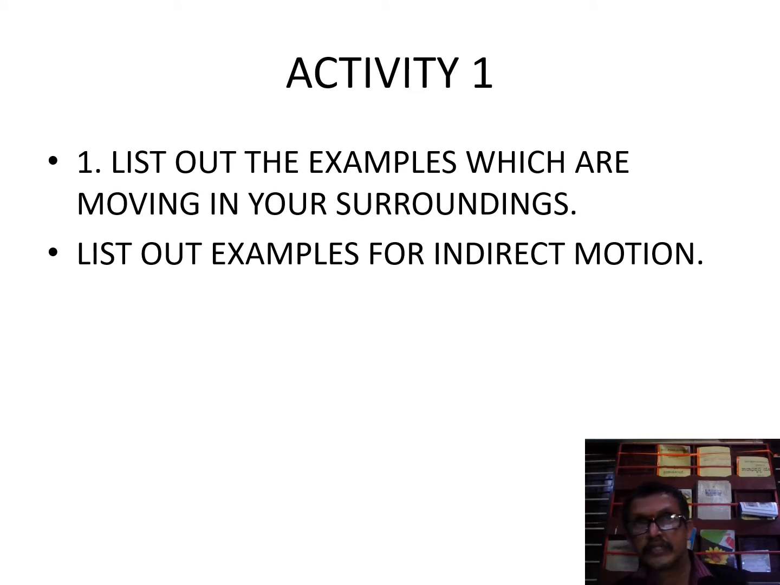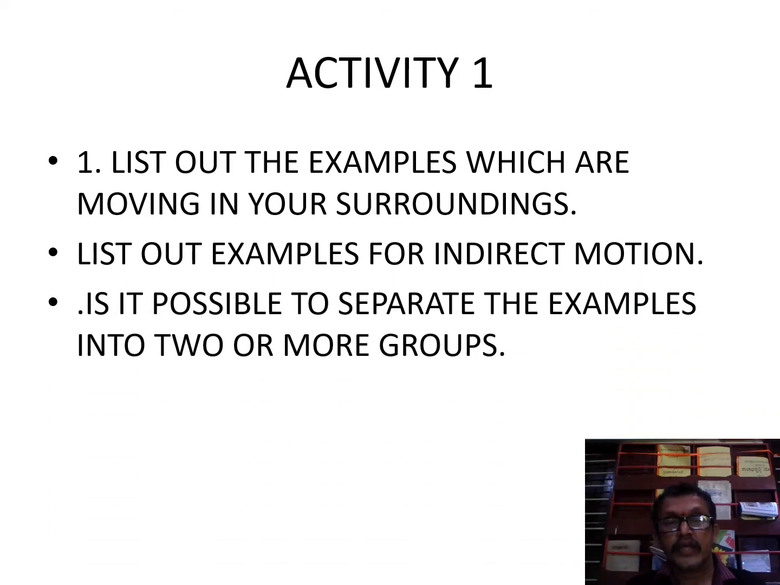Indirect motion means, in nature or in surroundings, air is there, air is moving, but we can't see the movement of the air. That is called indirect motion. So list out such examples. Is it possible to separate the examples into 2 or more groups? I think you have listed so many, 10 to 15 examples of moving objects.